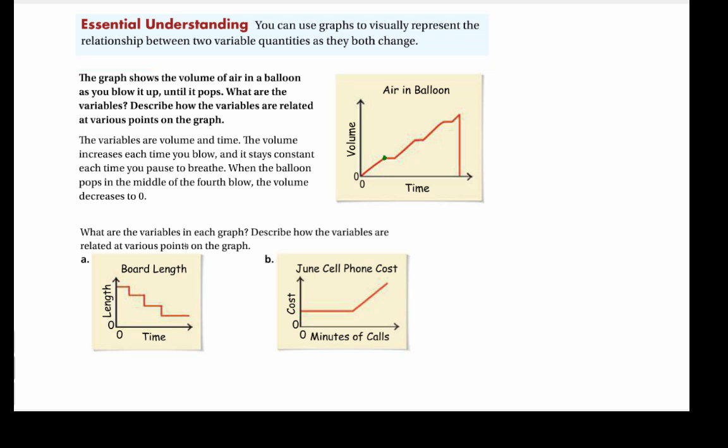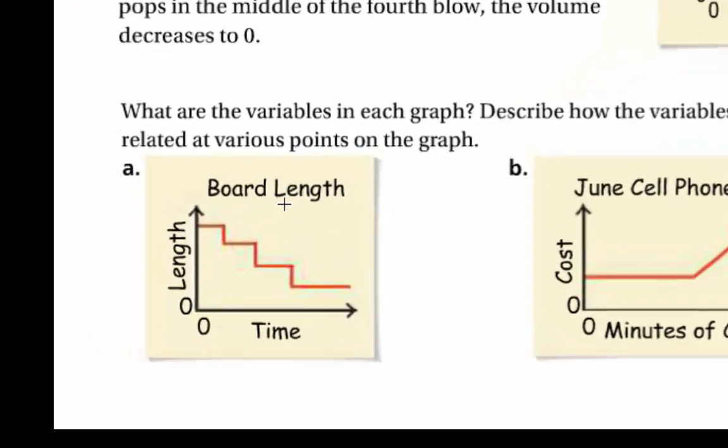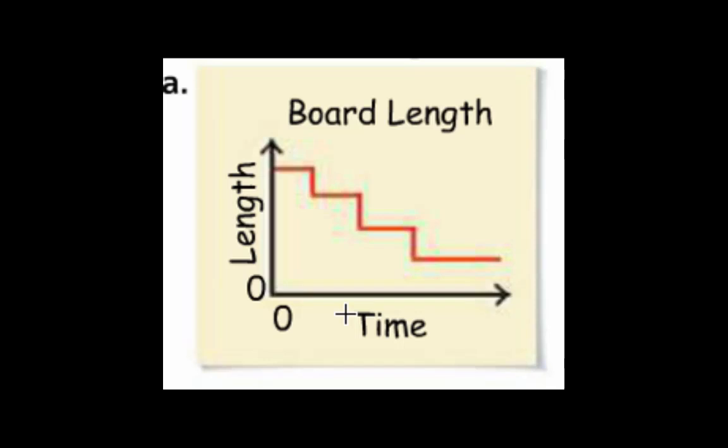All right, so a couple other examples here. What are the variables in each graph? Describe how the variables are related at various points on the graph. So here we have board length, and as time increases, we have the length of our board here. So our board, what do you think this would represent?